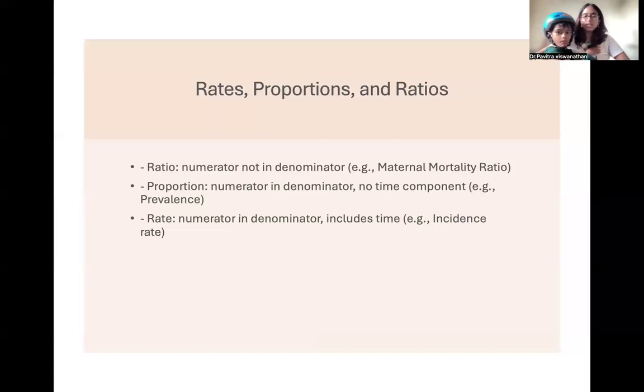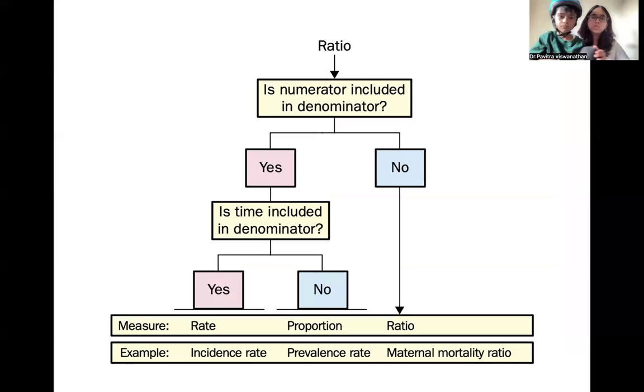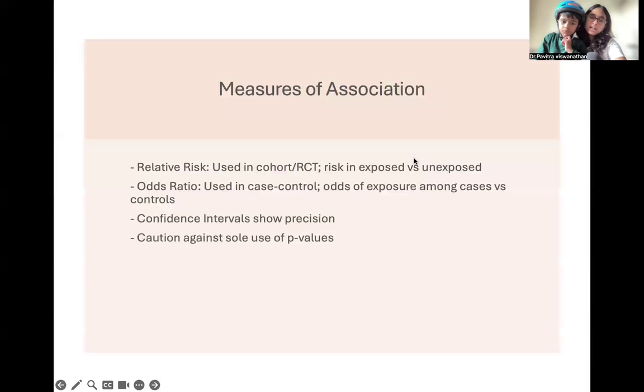Okay, so rate means incidence. So when you say incidence rate, you see over a period of time how many people are having what. So for ratio: is the numerator included in the denominator or not? Yes. Is the time included in the denominator? Yes, then that becomes rate. If time is not included, then it becomes proportion. If the numerator is not at all included in the denominator, then it becomes ratio. These measures of association we have already seen.